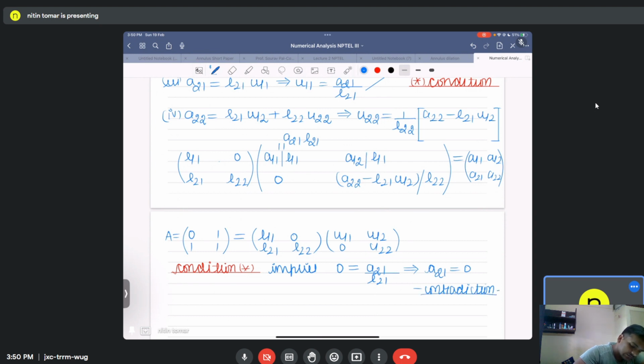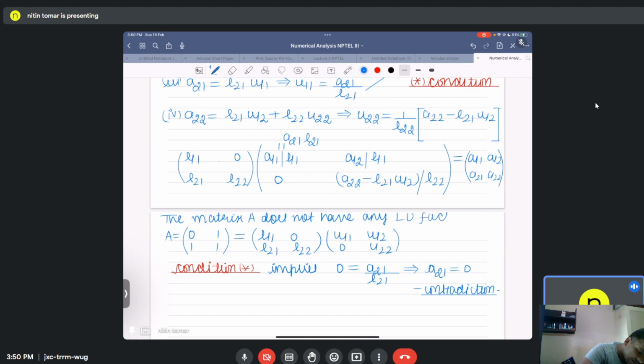Understood? See, the point is I didn't have any example in mind where LU factorization is not possible, but we can always construct one. When I did all this calculation with you, I wanted you to see how the thought process goes.